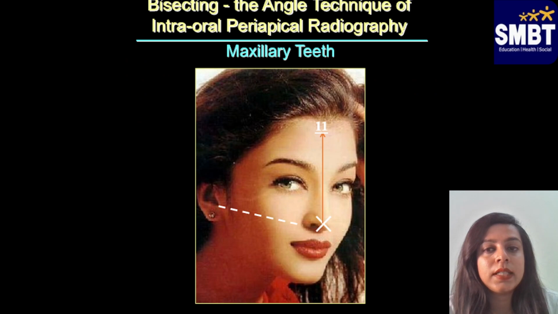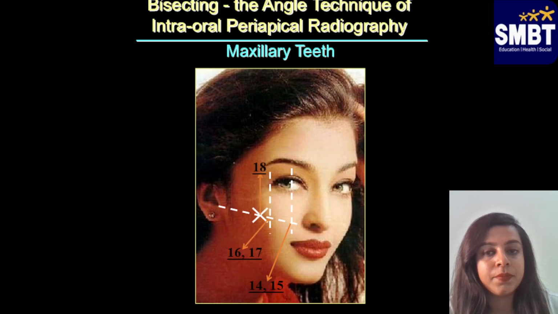So for maxillary teeth, for the central incisor, our centering point is the tip of the nose. For the lateral incisor, it is a line that is passing through the ala of the nose. For the canine, it is a line passing through the inner canthus of the eye. For the premolars, it is a line passing through the interpupillary line. And for the molars, it is a line passing through the outer canthus of the eye.